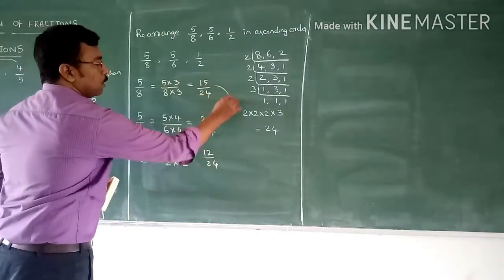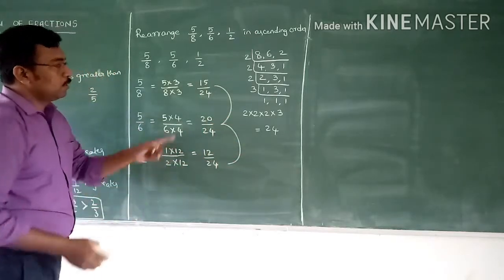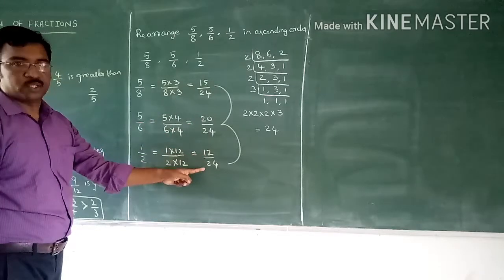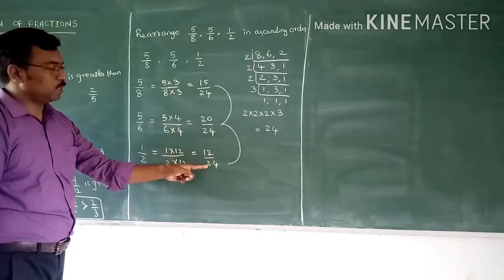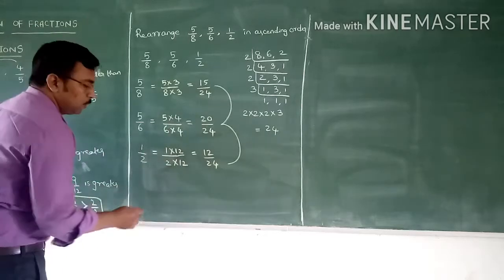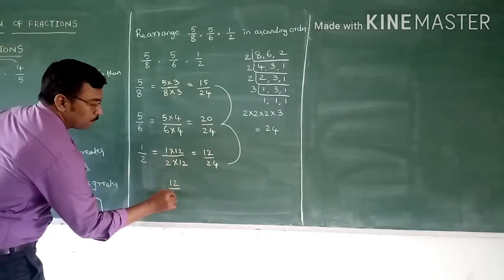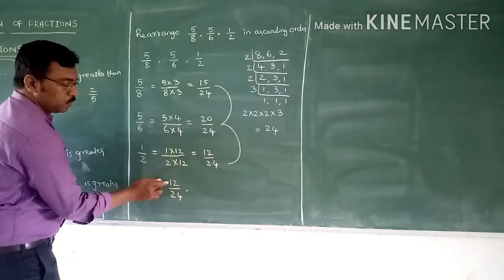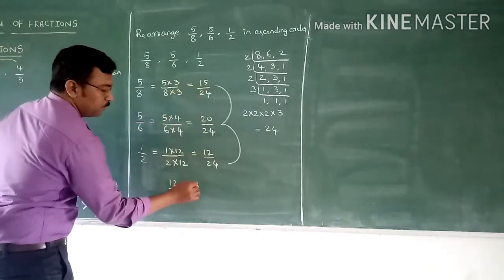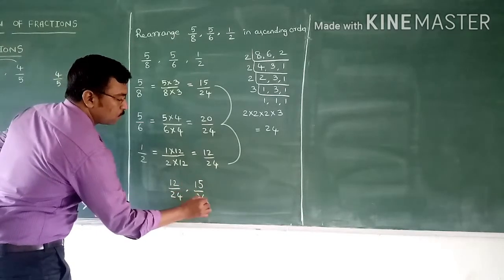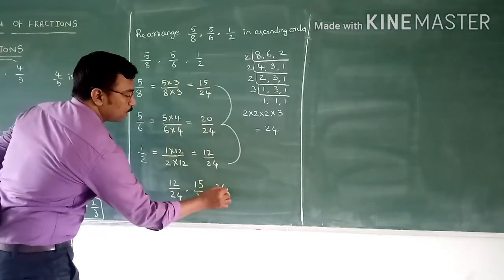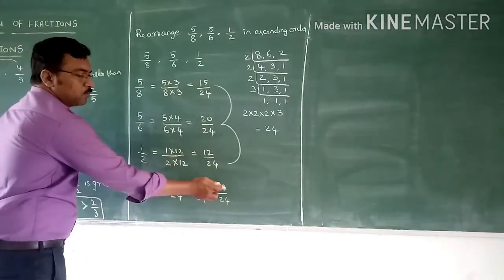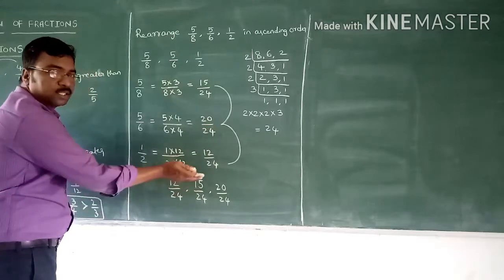So see, all the three fractions are like fractions: 15 by 24, 20 by 24, 12 by 24. All are like fractions. Why? Because the denominators are the same here. So I am arranging in ascending order. Which one is small? 12 is small. Numerator 12 by 24, then 15 by 24, then 20 by 24. 12 by 24, 15 by 24, 20 by 24. This is the ascending order.